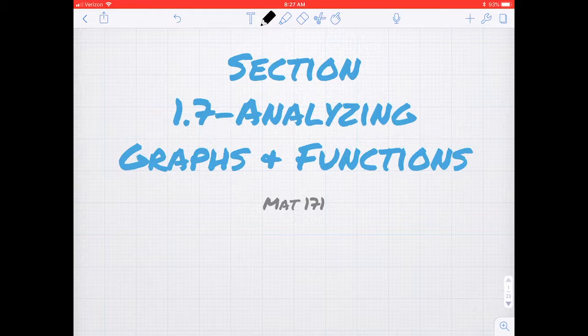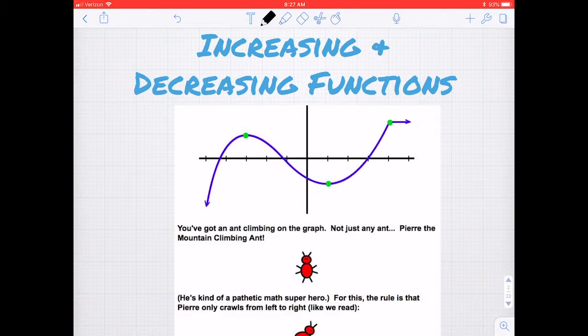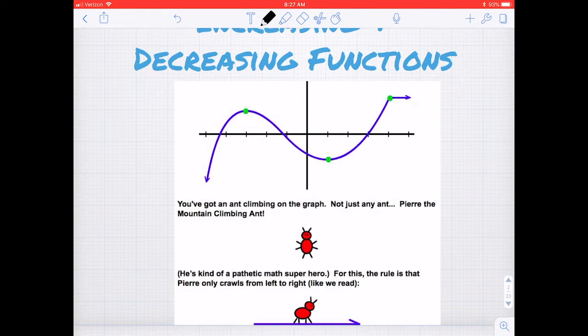Hello students, the purpose of this video is to make sure that you feel comfortable analyzing graphs and functions, particularly identifying the parts of a graph that are increasing and the parts of a graph that are decreasing. If I look at this image right here, I've stated you got an ant climbing on the graph, not just any pet, but Pierre the climbing ant. And he decides he's going to climb across this graph.